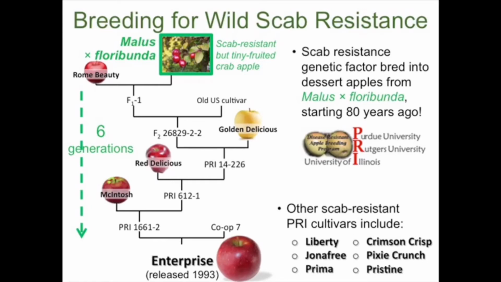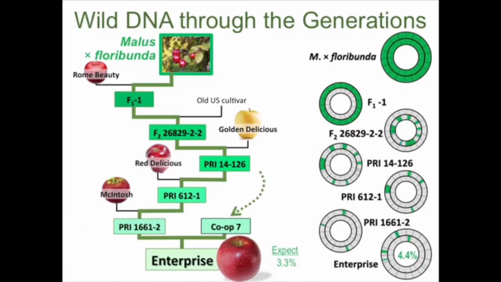It took 6 generations to get to something that they could release, in the case of Enterprise. It's a similar number of generations to get to the various other cultivars as well. So it starts with floribunda, and then we're expecting that wild DNA to be halving as we come down through each generation. We can use the same tools as before to look at these. Ultimately we expect 3.3% is what we'd see come down to in Enterprise.